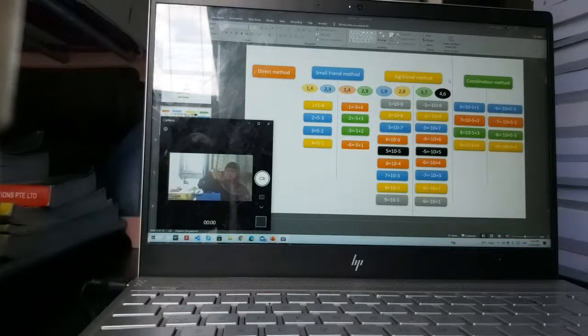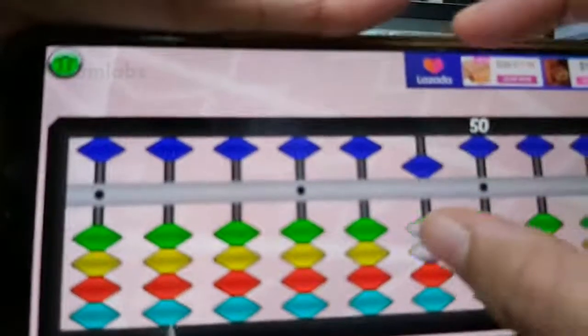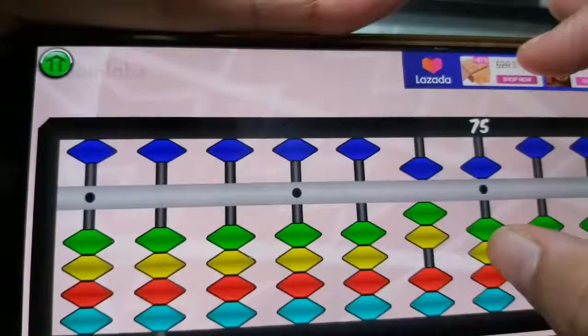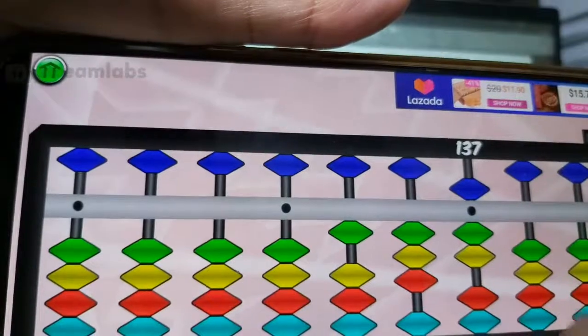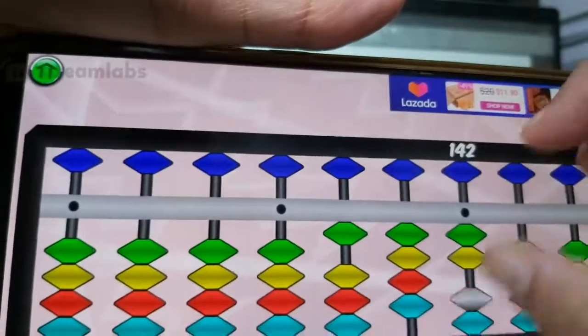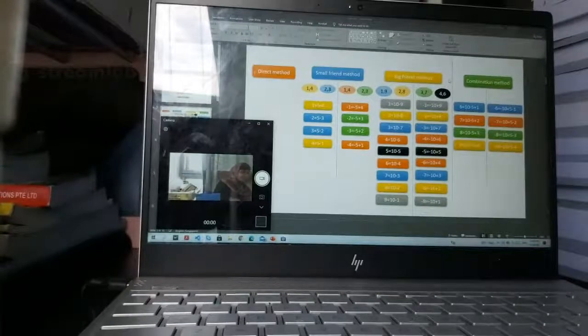That's the right answer. So let's see. Aishu, right answer. Pradyun and Srini, Aishu, right answer beta. So 77, plus 10 minus 4, we can't do it. Then papa, mama, baby up. Again papa, mama, baby up. 143 is the right answer. Next question.